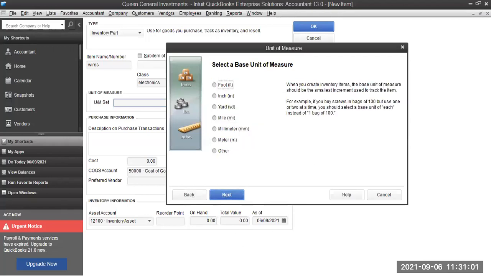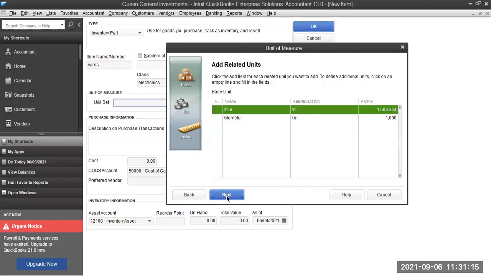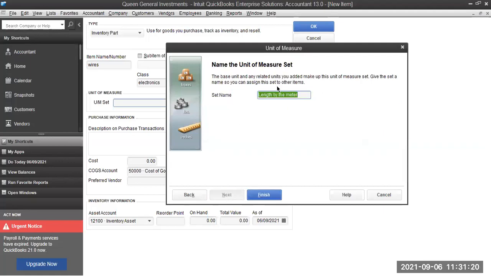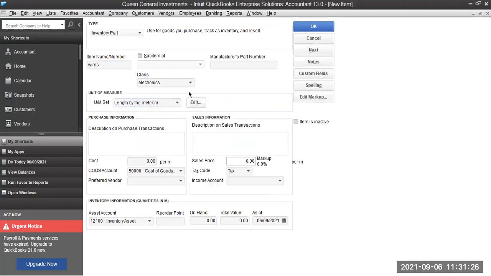I hope I'm not too fast. And we are measuring them in meters. I'm having meters here. Click on meters and say next. Next, length by meter, and then you finish. Then the cost price, they told us that each meter is costing us 2,000. Am I too fast really?